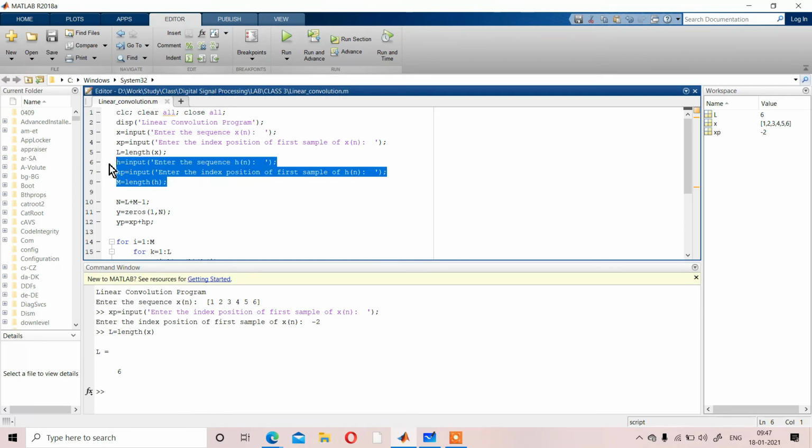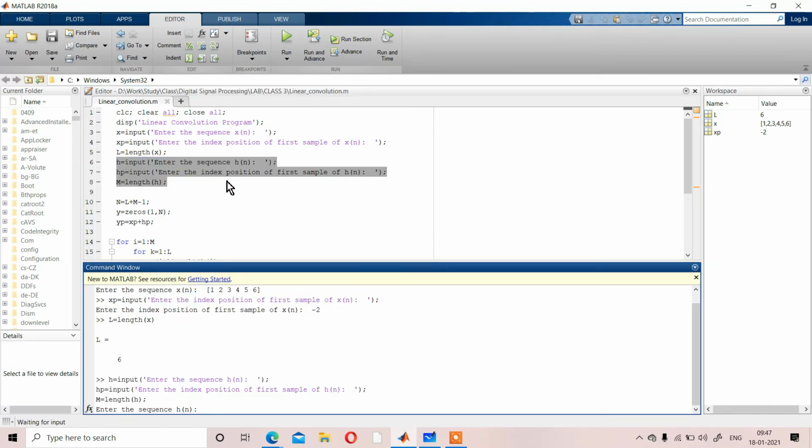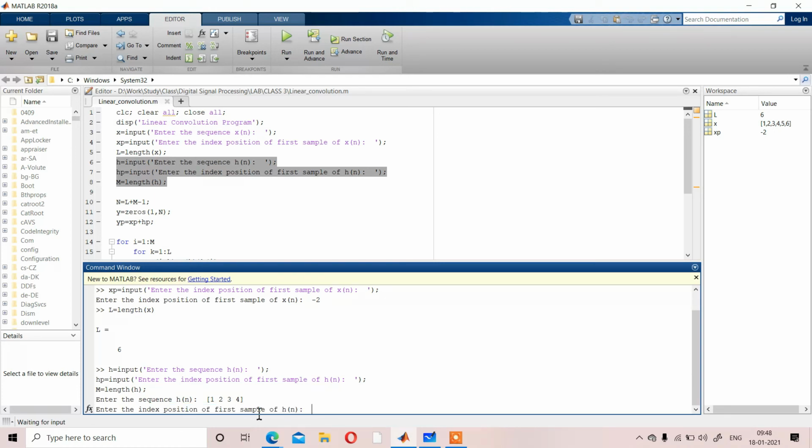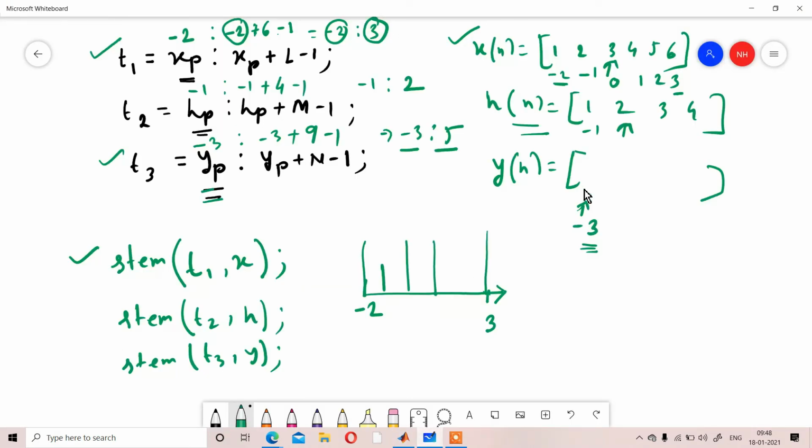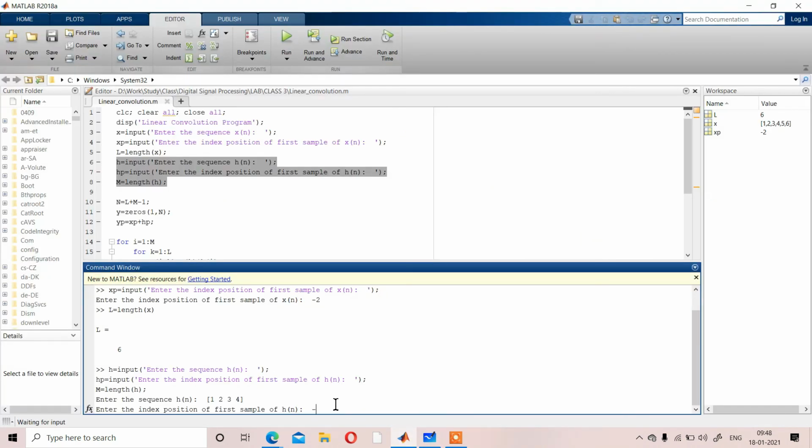Similarly, for h, if we run, for h, it will ask to enter the sequence hn, and you have to put the sequence hn as 1, 2, 3, 4. We don't need to consider the 0th position here. Simply you will write the sequence. Then it will ask to enter the index position of the first sample. You can check the index position of the first sample, or index position of hn, that will be -1. So you will put here -1.